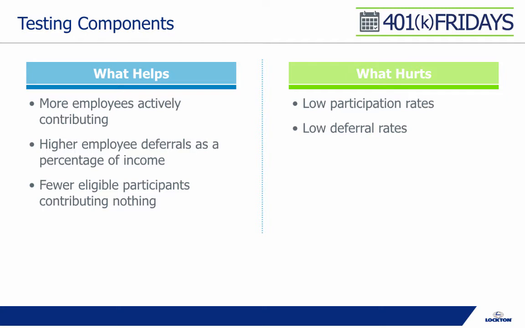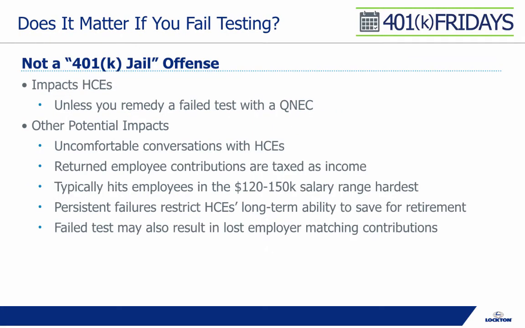Low participation rates and low deferral rates. Typically speaking, the biggest problems with discrimination testing are for companies that have very low participation and very low deferrals and have had a hard time over the years increasing participation. Does it matter if you fail testing?